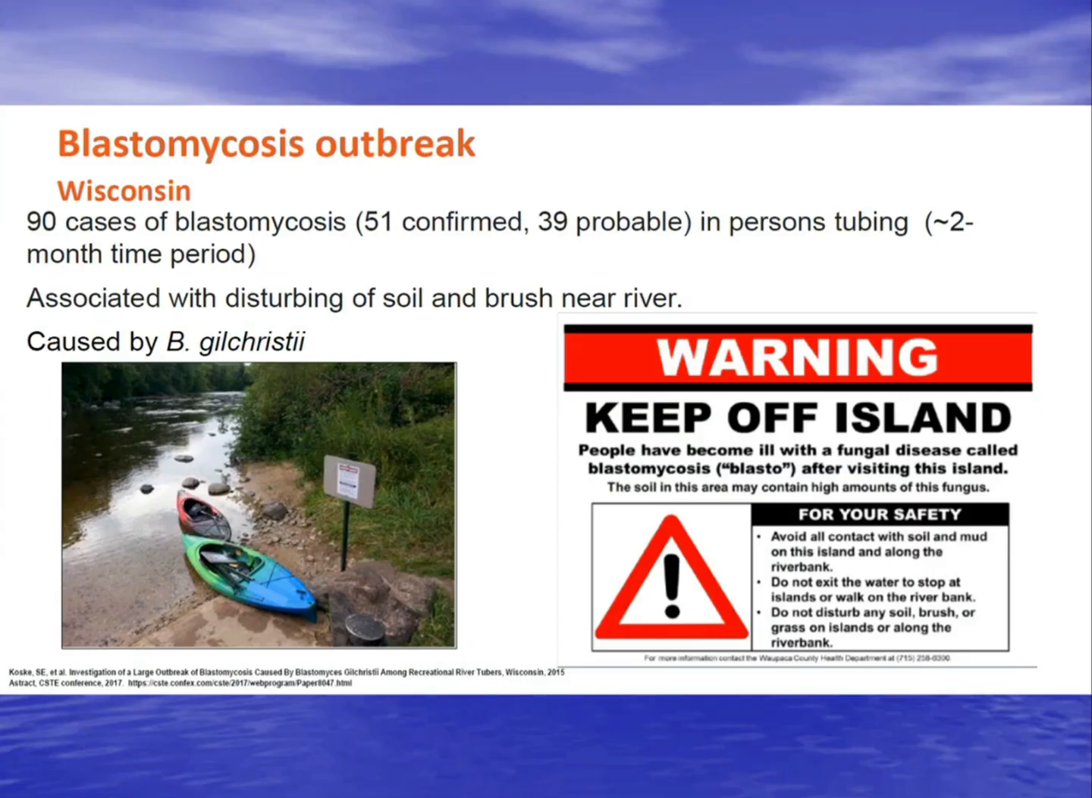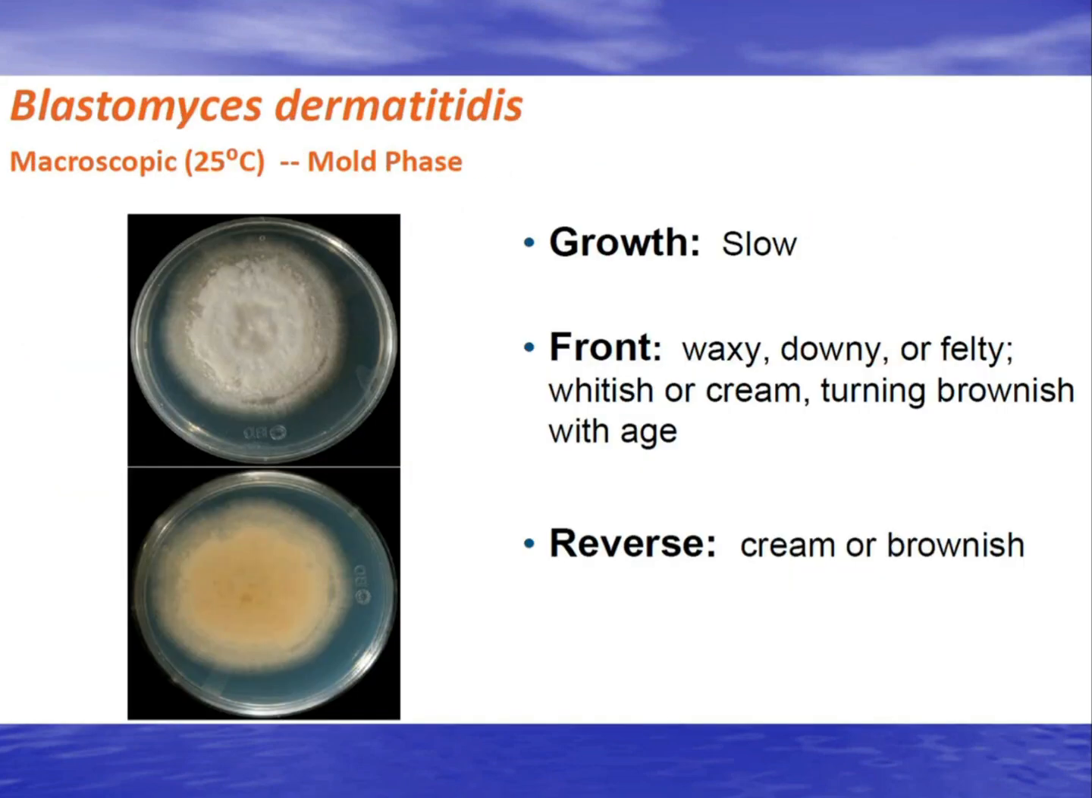This is an outbreak, by the way, of Blastomyces gilchristii from canoeing, kayaking down a river, and 90 cases doing some tubing in Wisconsin. So that's a famous outbreak. Keep off the island, blasto. Next. And then here's what it looks like, similar to the histo with the colors. Next.